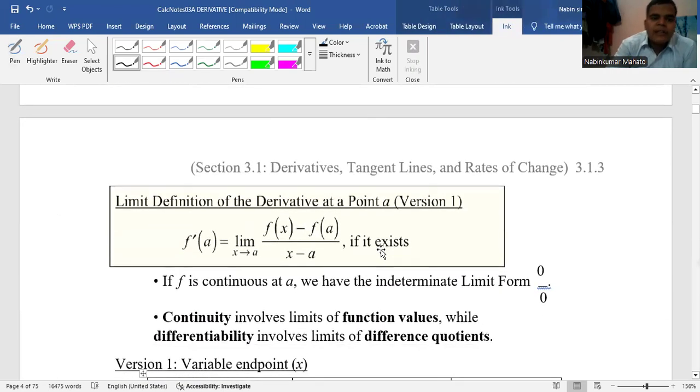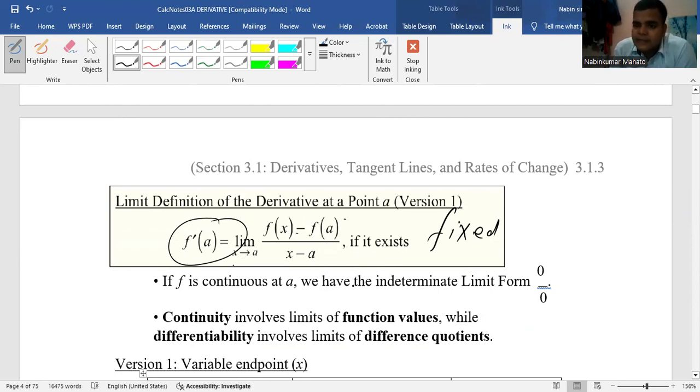Look here. The limit definition of the derivative at the point a. When a point a is given, we apply this formula: f prime of a is the limit as x tends to a of f(x) minus f(a) over x minus a. Here a is a fixed point, so we have to use x minus a in the denominator.